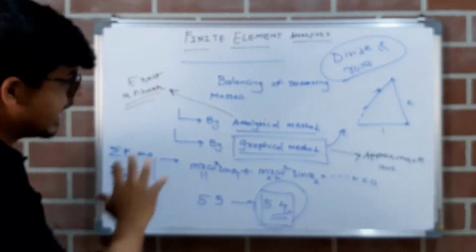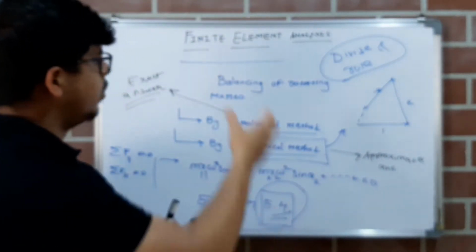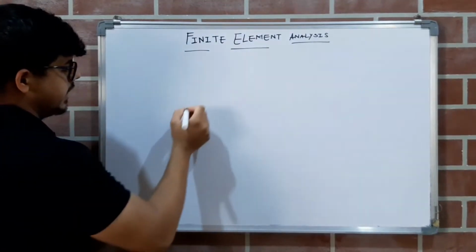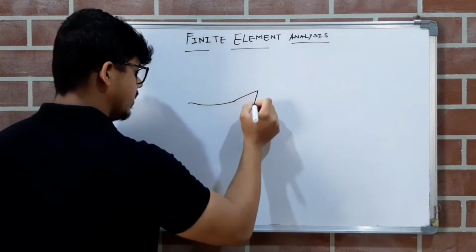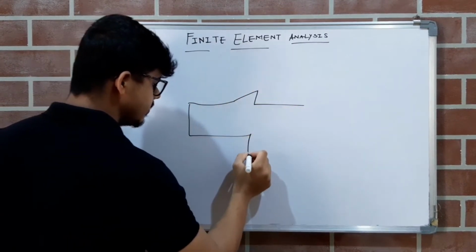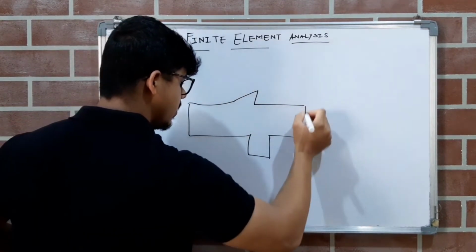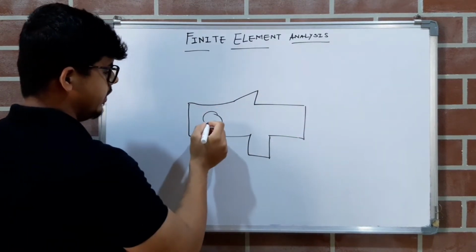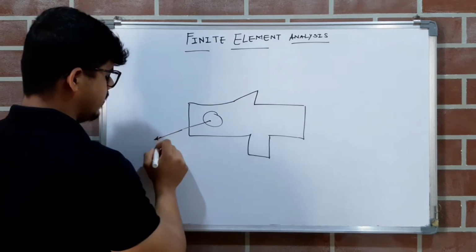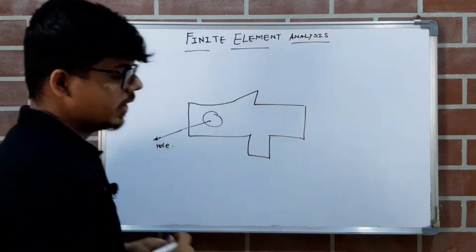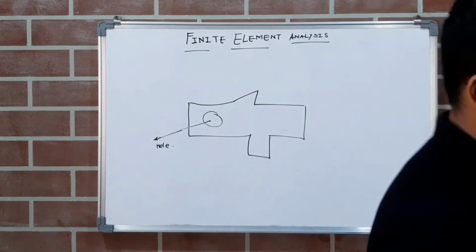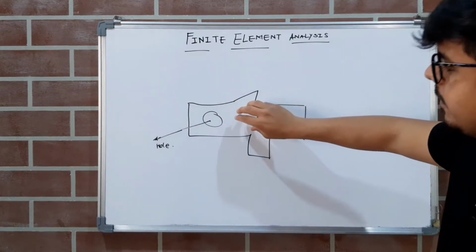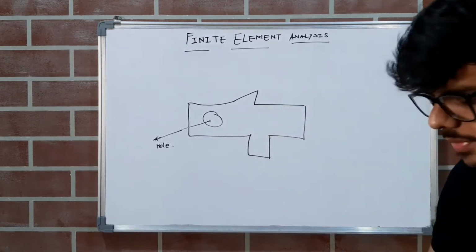Now we will take an example and understand what we will do in finite element analysis. Let us consider a sheet metal. So here we have a hole, right? This is the hole. Now I am asking a question: I want to find the area of this sheet.